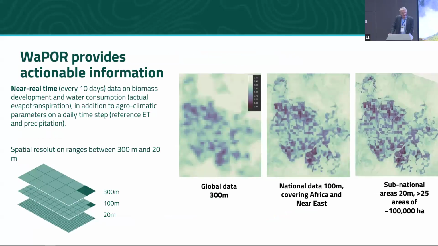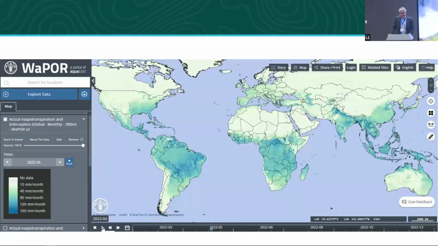Here you see the differences in resolution. The global data is 300 meters, 100 meters for the continent of Africa and the Near East, and some countries, and then you have the subnational areas on the right-hand side. Everything is being set up in such a way that it is accessible for everybody.